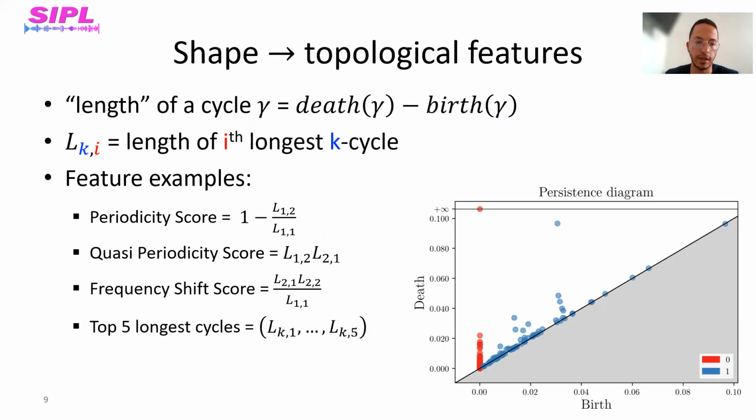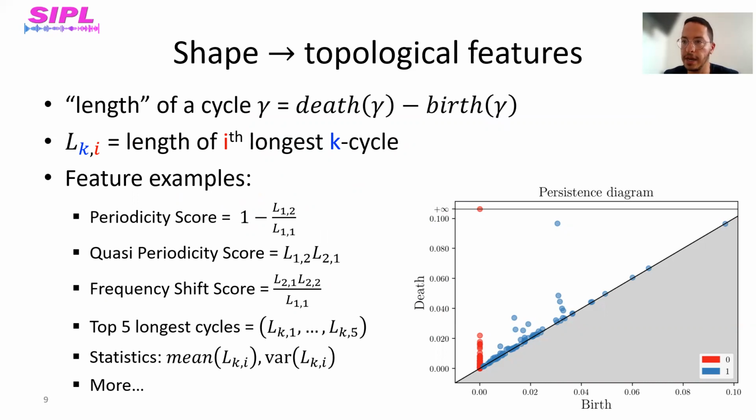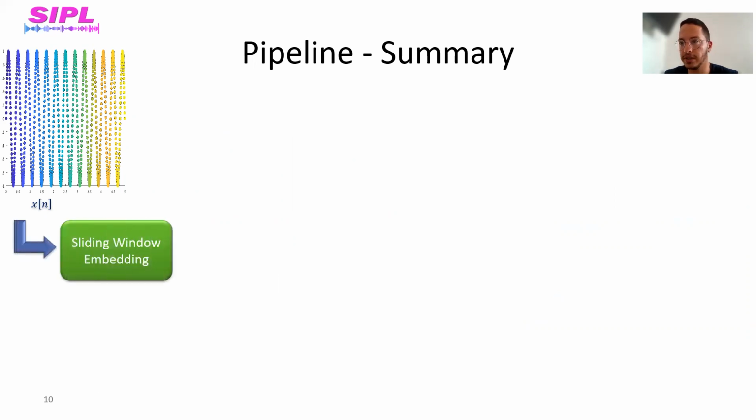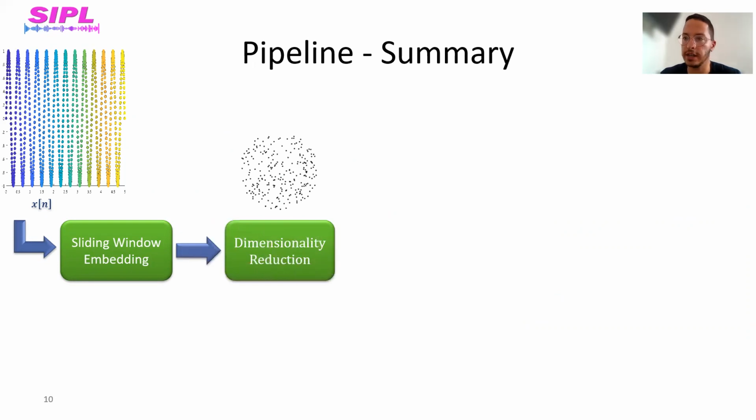We can also think of the top longest 5 cycles of kth order. We can also take statistics like means or variance of some cycles, and many other options are also available. So let's summarize this entire pipeline. We started with a sampled signal, turned it into a point cloud using a sliding window embedding transformation. Then we used a dimensionality reduction algorithm due to computational reasons. We used the UMAP algorithm to preserve the topology as much as we can.